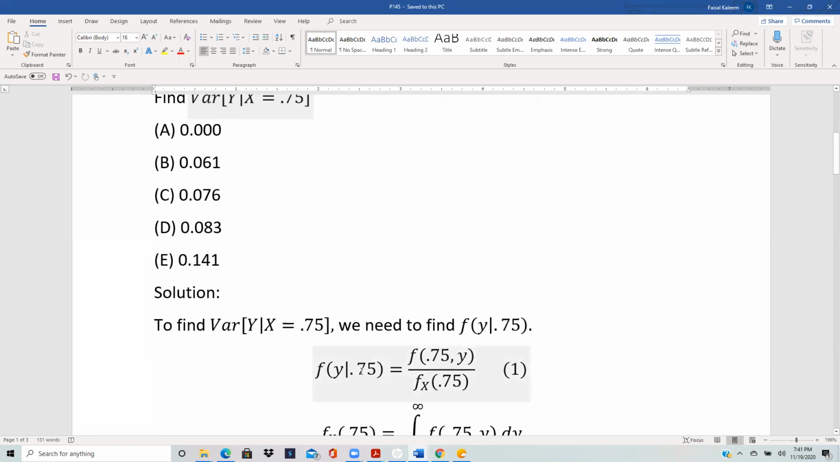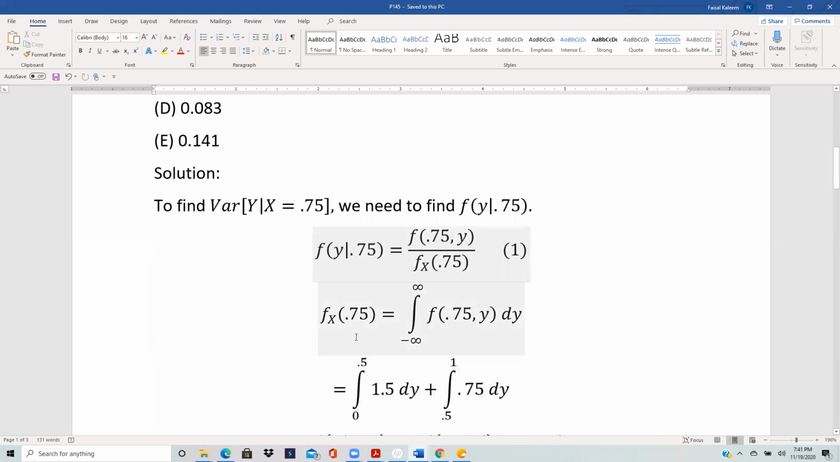So f of y given 0.75 is f of 0.75, y divided by fx at 0.75, so that's the basic A given B formula. A and B is like 0.75 for x and y for y, and in the bottom you have the x probability being 0.75, which means the marginal density of x at 0.75.